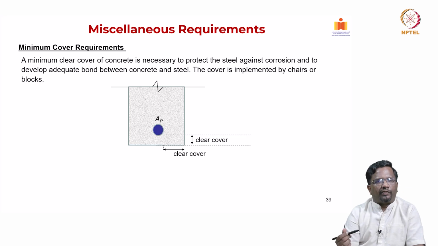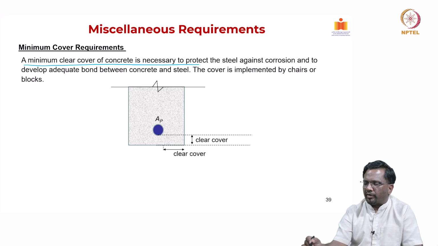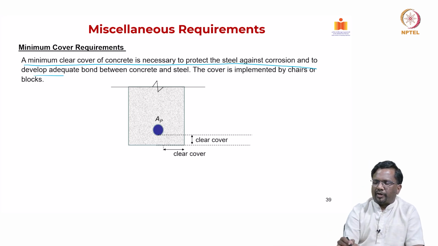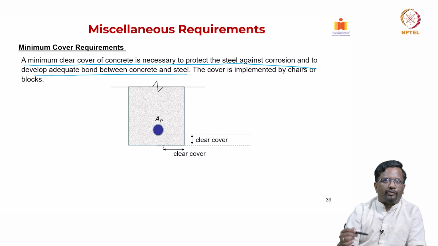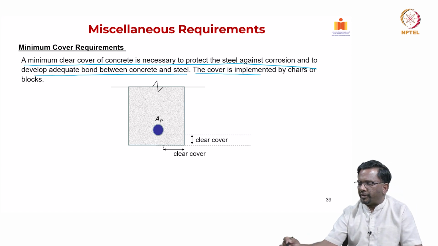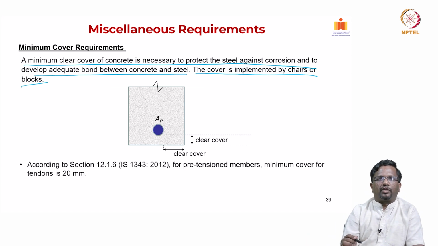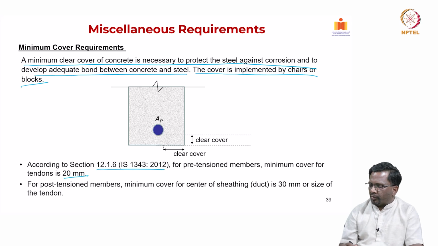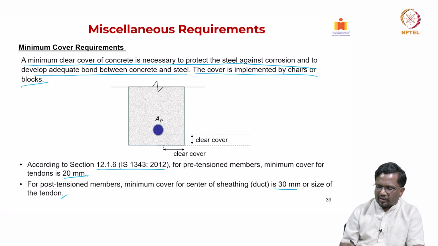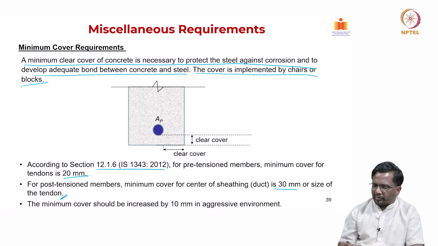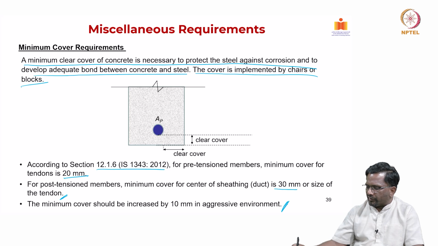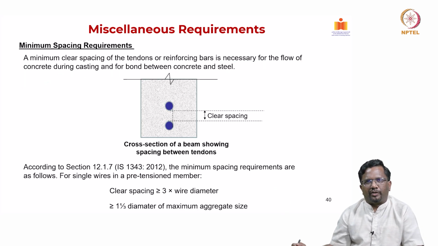Cover requirements: from fire resistance point of view and durability point of view, we always need to have minimum clear cover of concrete, to protect against corrosion and to develop adequate bond between concrete and steel, and also from fire resistance point of view. The cover is typically implemented by chairs or cover blocks. And if you see section 12.16, for pre-tension members, the minimum cover is 20 millimeter. For post-tension members, typically the center of the sheathing is at least 30 millimeter or size of the tendon. That much cover should be required. And minimum cover should also be increased by 10 mm in case of an aggressive environment. These are some of the guidelines for the cover.